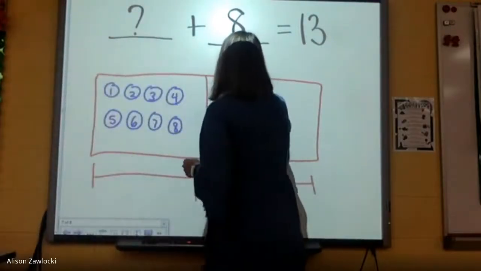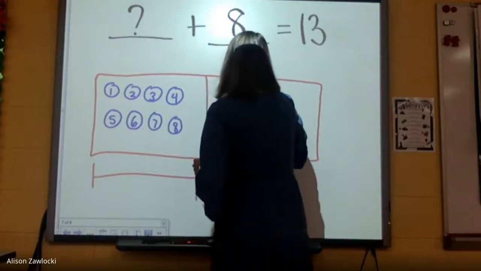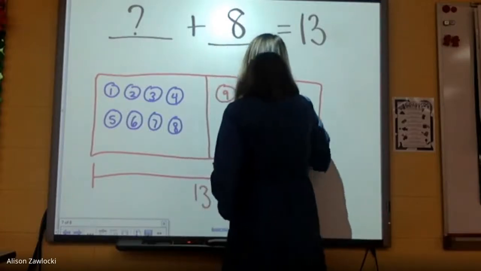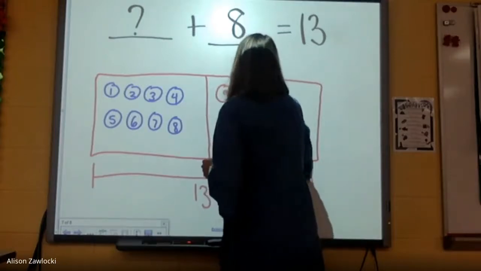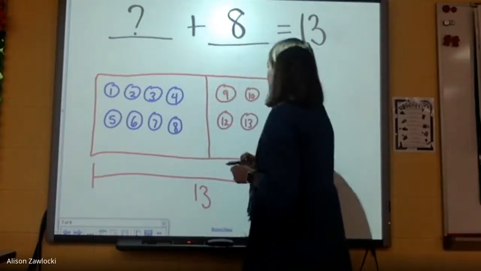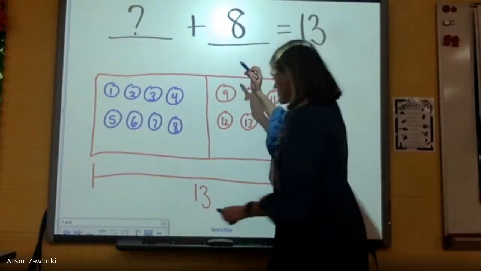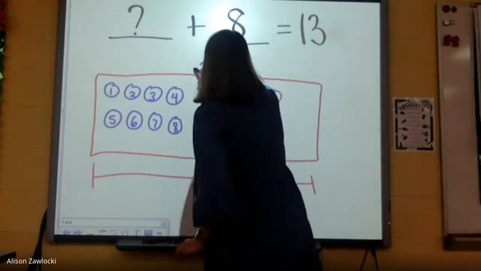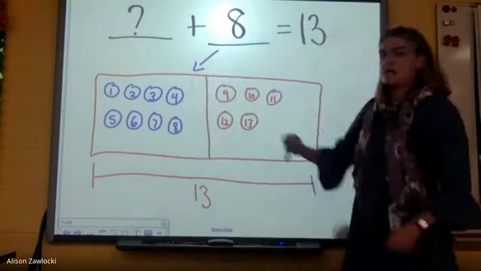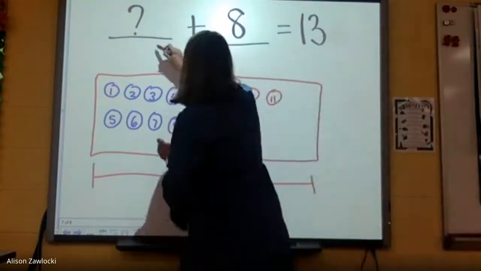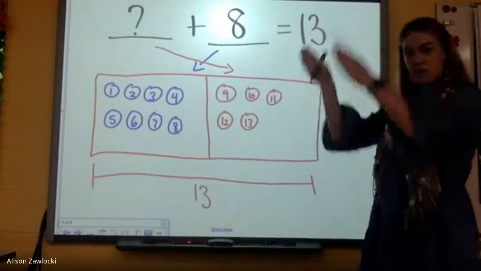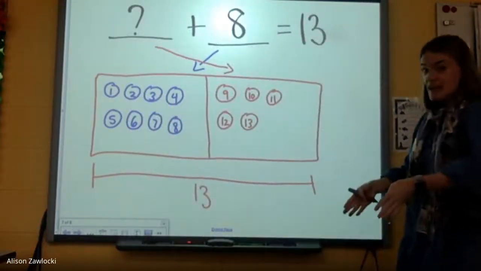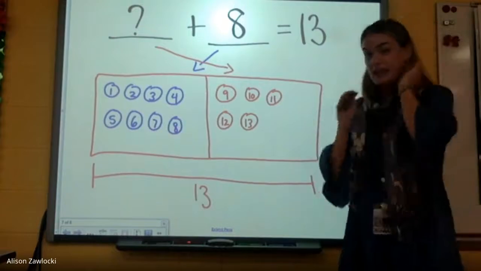8, 9, 10, 11, 12, 13. Then I'm going to go back. Notice how right here I wrote, those are the counters for 8, and this is the missing addend right here. So I switched it up. If you want to keep it within the same side, that's totally okay if your brain likes that better.